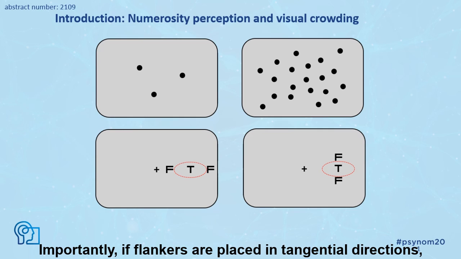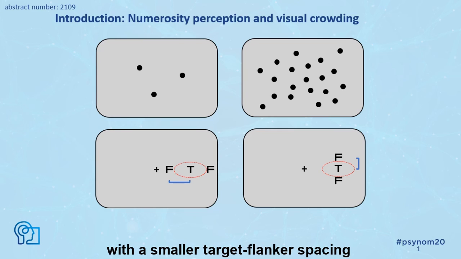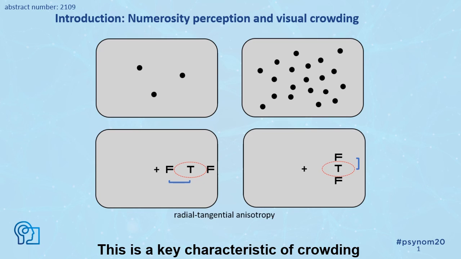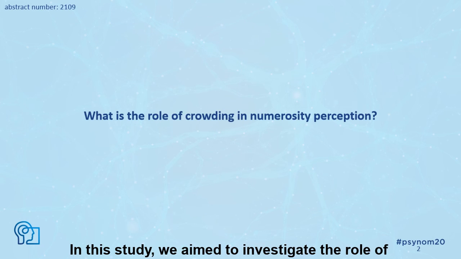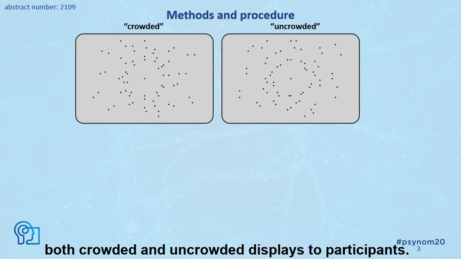Importantly, if flankers are placed in tangential directions, flankers stop interfering with target perception with a smaller target-flanker spacing compared to when flankers are placed radially. This is a key characteristic of crowding named radiotangential anisotropy. In this study, we aim to investigate the role of crowding in numerosity perception. In order to test a crowding-specific role, we presented both crowded and uncrowded displays to participants.